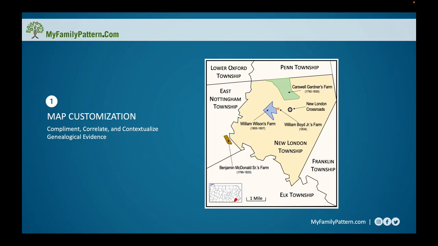So in the first part we want to talk about is, why do we need to customize a map? From a genealogical perspective, maps really complement our research. They help us correlate evidence and provide context to the research and evidence we're presenting.